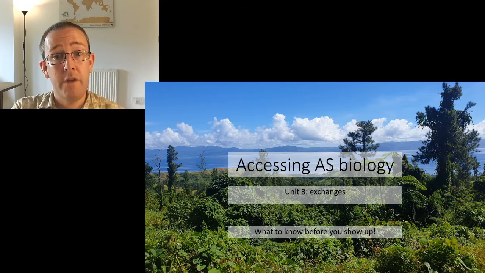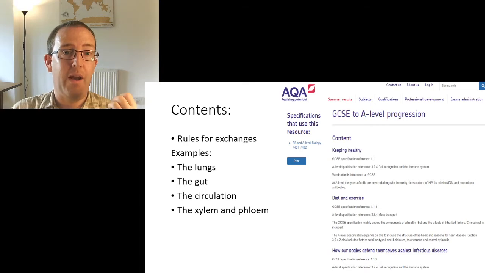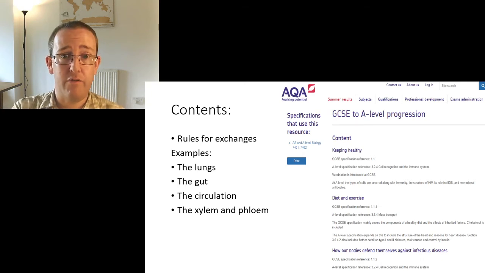So what you will need to know, what you need to remember, and again, another plug for this GCSE to A-level progression page, is essentially what you've learned so far about how the lungs, the gut, the circulation, and the xylem and phloem of plants, the leaf structure of plants, works. You've done a bit of all of that at GCSE, and it would be great if you've not forgotten it. So let's dive straight into it then.